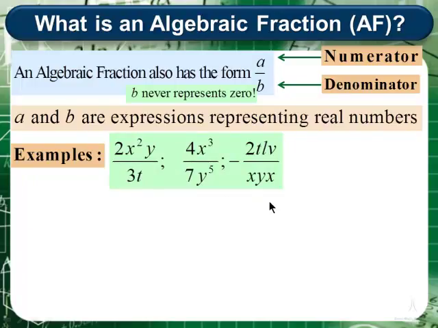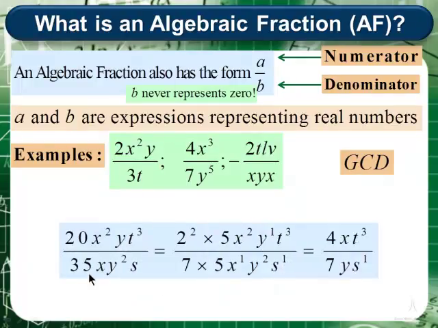Here are typical examples of algebraic fractions with only one term. In other words, single term algebraic fractions, where some of the letters of the alphabet are utilized in this case to represent unknowns or variables. Now, to simplify such fractions, one needs to consider a concept called the greatest common divisor. In such a case, let's have an example. We have, for example, 20x to the power 2 y t to the power 3 divided by 35x y squared s.